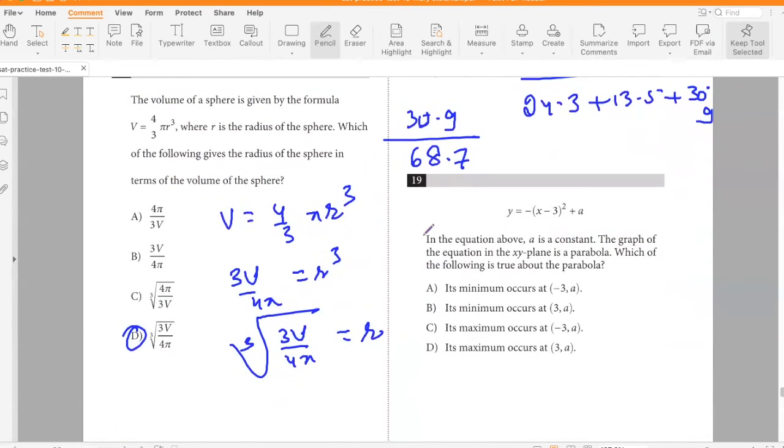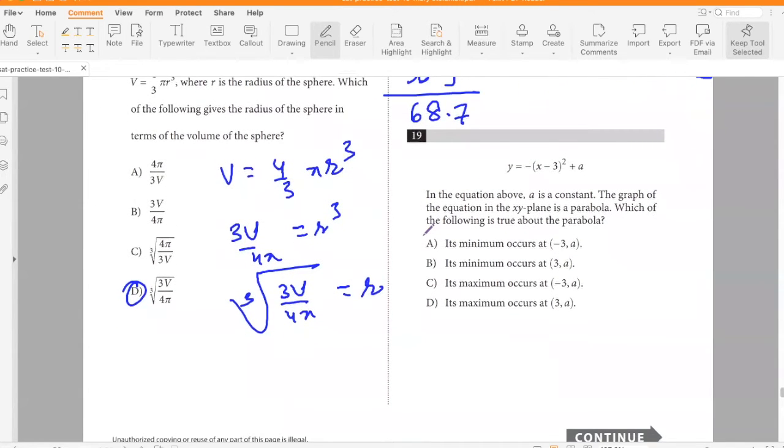In the equation above, a is a constant. The graph of the equation in the xy plane is a parabola. Which of the following is true about the parabola? So we have to find its minimum or maximum, and the coordinates are given. So this is the vertex form of the parabola. The vertex form is a times x minus h whole squared plus k, where h comma k is the vertex. So here the vertex would be 3 comma a.